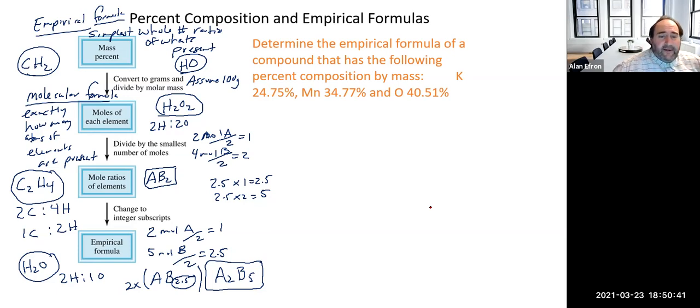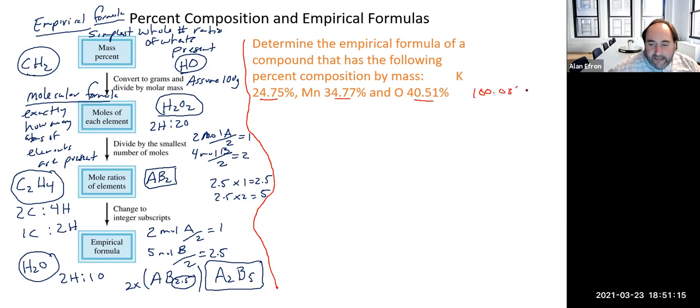So let's take a look at this one and see how we go through these steps here. So let's line it up. First off, we have potassium, manganese, and oxygen. We have the percentages given to us. So we might want to first just quickly add up all those percentages. And if we do that, we end up with 24.75 plus 34.77 plus 40.51. That's approximately 100.03%. That's essentially 100%. What that tells us is we're not missing anything, right?